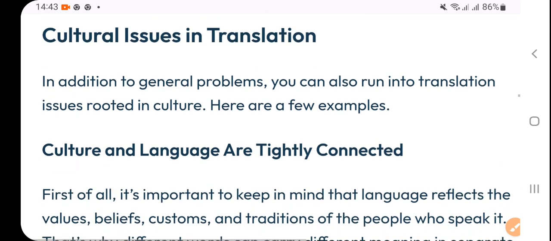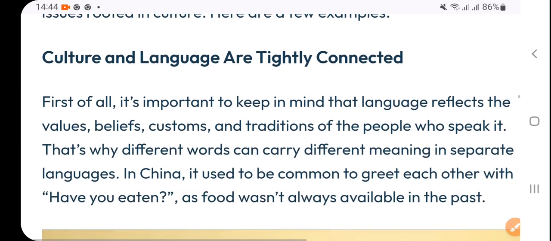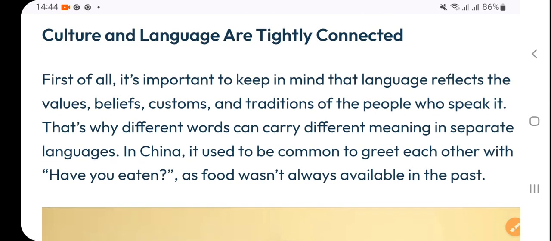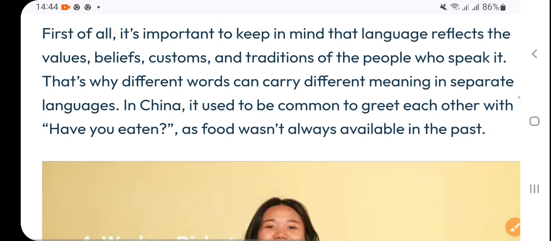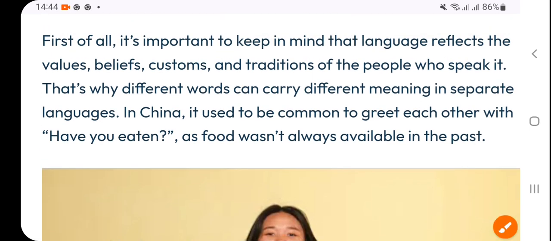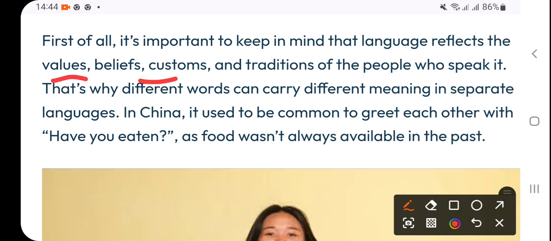Then cultural issues in translation. In addition to general problems, you can also run into translation issues rooted in culture. Language and culture coexist. Culture and language are tightly connected, you know that. First of all, it's important to keep in mind that language reflects the values, beliefs, customs, and traditions of the people who speak it.